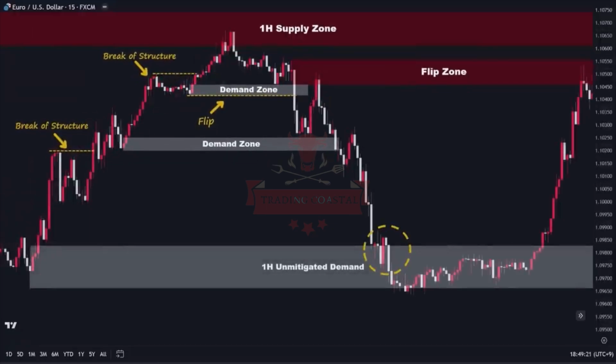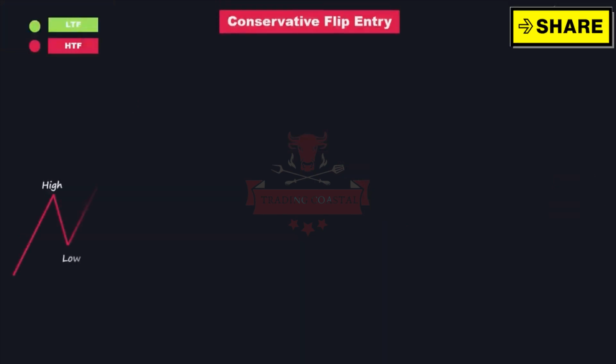Eventually, the price reaches our predetermined take profit target. This trade has provided a favorable reward to risk ratio, showcasing a successful outcome. So, now let's delve into the details of the other flip entry type, which is the conservative entry.